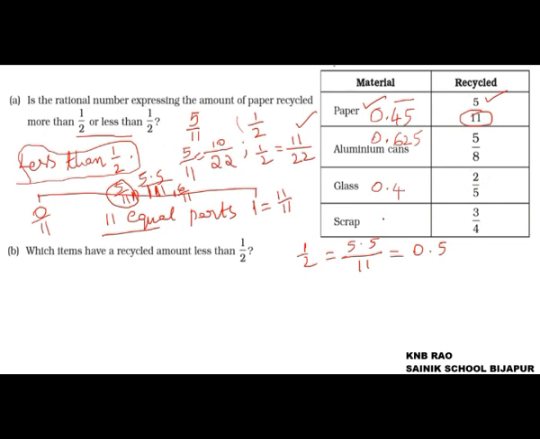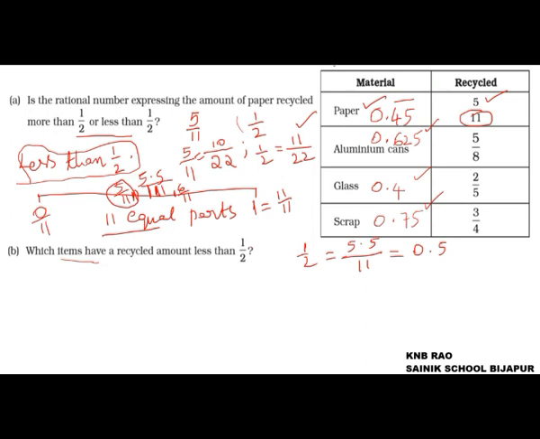Scrap, the fraction representing scrap recycled is 3 by 4. Its decimal form is 0.75. So when I keep it in decimal form, comparison becomes easy for me. Now we'll come to question B. In this question, which items have a recycled amount less than half?